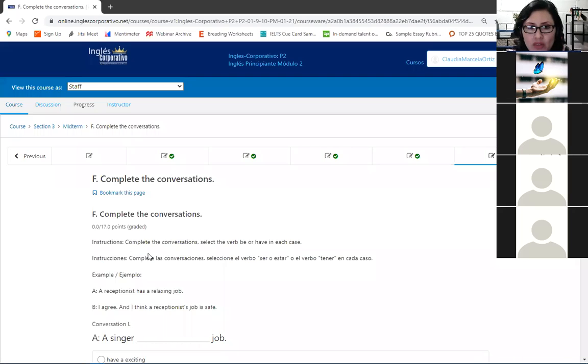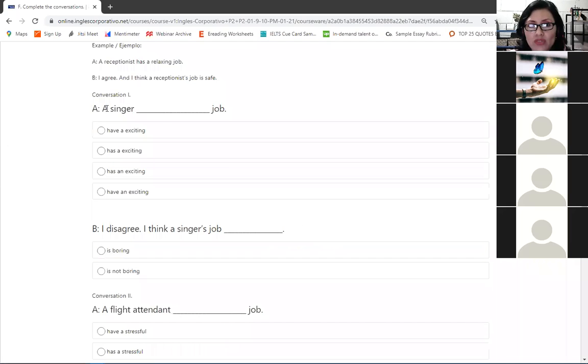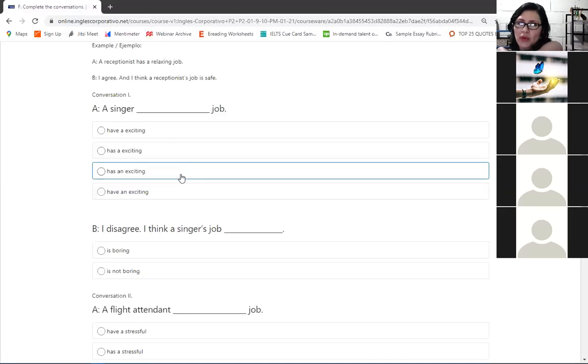Give me one moment. Instructions: complete the conversations. Select the verb be or have in each case, right? So in this case, you were going to select the type of verb, or I would say the adjective, diría como el adjetivo que describe ese trabajo, okay? For example, a singer. A singer what? Has an exciting, or have an exciting. What would be the right answer? Has an exciting. Muy bien.